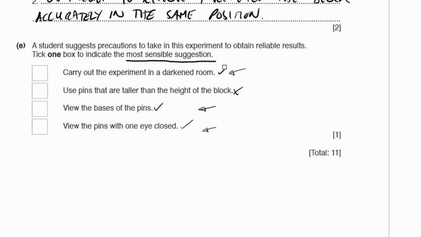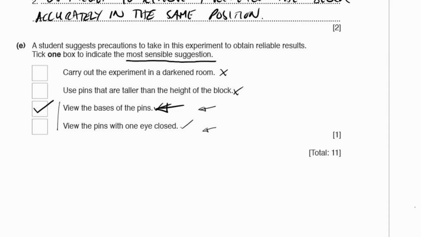take that first one, do it in a darkened room. We're not sending a ray of light through here. What we're actually doing is viewing pins on the other side. So that's actually not a great move either. So it comes down to these two choices. The choices between view the bases of the pins and view it with one eye closed. If you're not viewing the bases of the pins, it doesn't matter how many eyes you're using. One eye closed is good, it's better, but if you don't view the bases of the pins, your results will still be rubbish. So the most important bit here is this one. Let's give that the tick. Most sensible suggestion. Oh well.